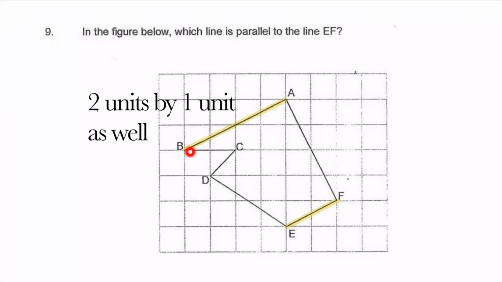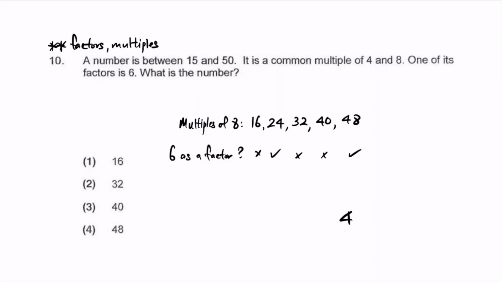Now, in this case, from B to A, notice that it's the same slope, which is 2 to the right, 1 up. 2 right, 1 up, 2 right, 1 up. Okay, so because the gradient is the same, the slope is the same, these two are parallel. AB is parallel to, BA is parallel to EF.